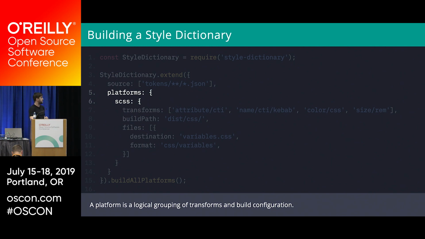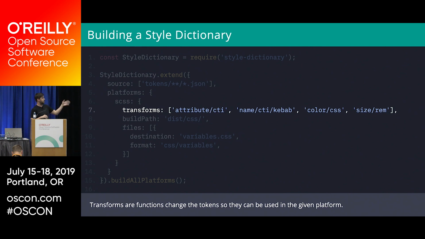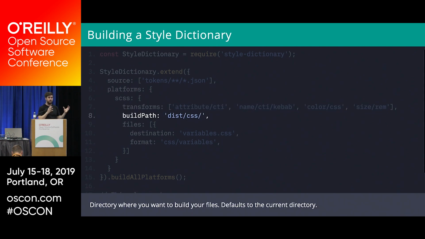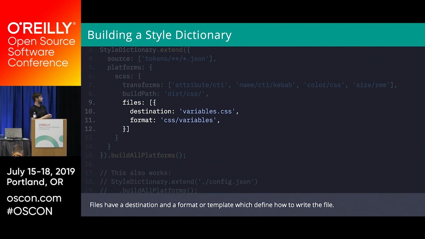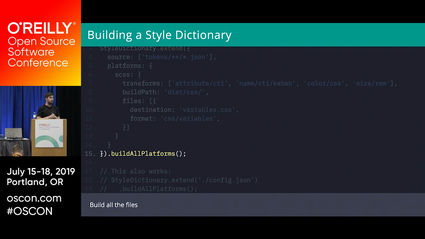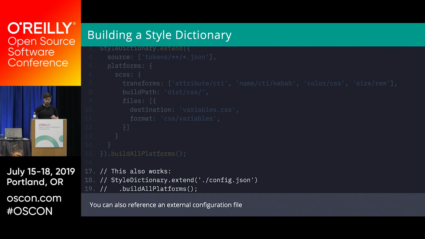So taking this SCSS platform, we give it transforms that we want to apply to all the tokens. The transforms are applied in order, so the output of one can be the input of another. And then we can give it a build path where we want to actually build all the files that we're generating. And then we give it some files to build. So we give it a destination. We want to build a CSS file, and we want to use the CSS variables format. So we'll just output a list of CSS variables. And then we just call the build all platforms method, and it'll actually go through and build all of those platforms. You can also use an external configuration in an external file as well.